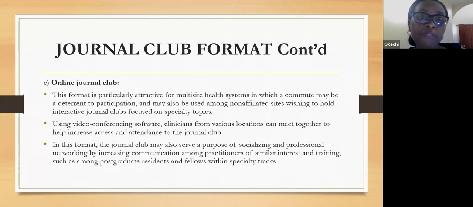Okay, then we have the online journal clubs. This format is particularly attractive for multi-site health systems, especially where people cannot come together. They can just log on online and they're able to attend. Like we have some people from different states. Marydith is joining from Enugu, and I know some of us are from different states of this country.